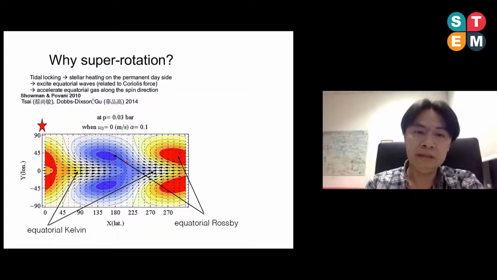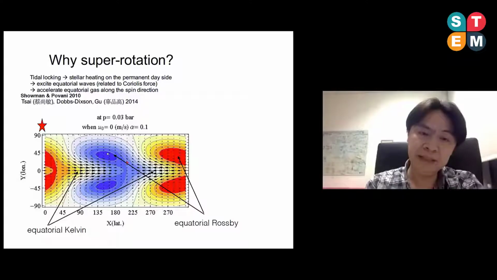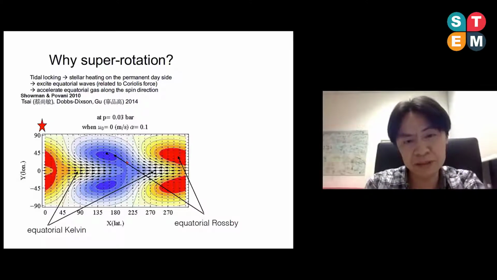So what's going on is you see the star over here, this corresponds to the substellar point, and the stellar heating over here can drive the streamline and the pressure pattern. The blue curve corresponds to the low pressure region. The red color corresponds to the high pressure.